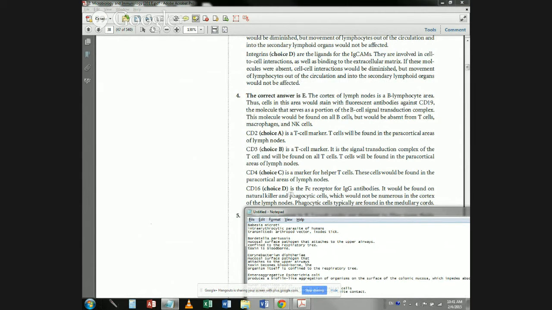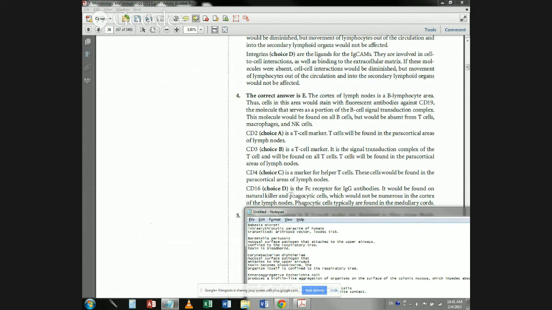Indeed, it does. Remember, CD19 signals to CD20. Well, does it go to 20? I don't know. Well, let's say CD19, the molecule that serves as a portion of the B cell signal transduction complex. This molecule would be found on all B cells, but would be absent from T cells, macrophages, and NK cells. Ooh, so I'm curious about the CD16.